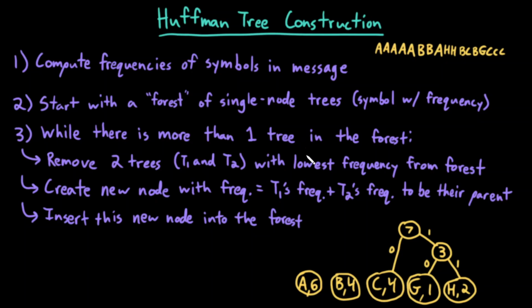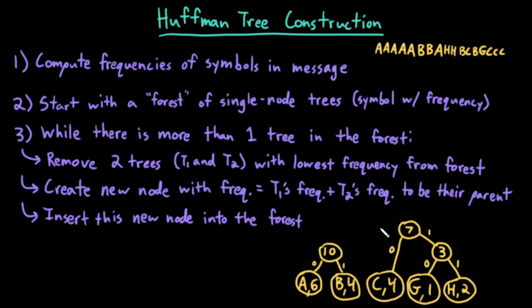Next iteration, there's still more than one tree. There's 3 trees. Remove the 2 trees with the lowest frequency. So my frequencies are 6, 4, and 7. 6 and 4 are the lowest. I'm going to create a new node whose frequency is their sum. So 6 plus 4 is 10. 0, 1. And now I'm going to insert this node into the forest. So now my forest is these two nodes, 10 and 7.